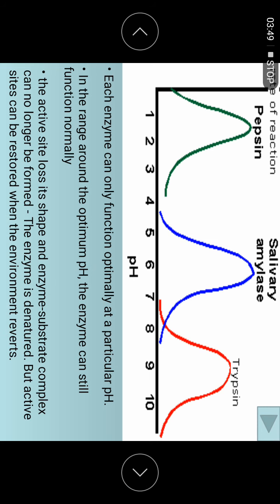In the range around the pH, of course, it still can. But if you have too extreme a pH, for example, extreme for an acidic enzyme like pepsin will be neutral or alkaline. Those are considered extreme pH for pepsin. If that happens, the active site will lose its shape, then it cannot form the enzyme substrate complex, and we say the enzyme is denatured. But the good thing is, if it's a pH change, the active site can be restored when the environment reverts.